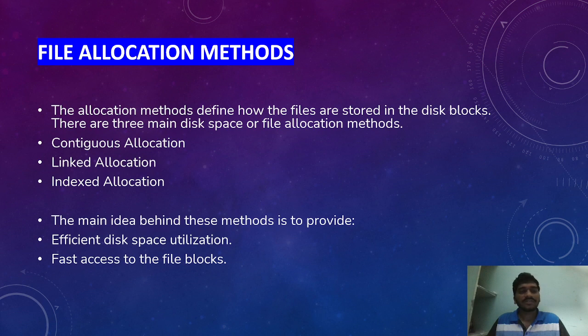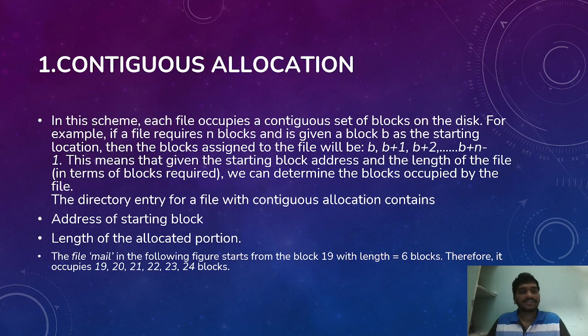Today we're gonna discuss file allocation methods. The allocation methods define how the files are stored in the disk blocks. There are three main disk space or file allocation methods: contiguous allocation, linked allocation and indexed allocation. The main idea behind these methods is to provide efficient disk space utilization and fast access to the file blocks. In the coming slides, we're going to discuss one by one what is contiguous allocation, linked allocation and indexed allocation. First, we're going to discuss contiguous allocation.